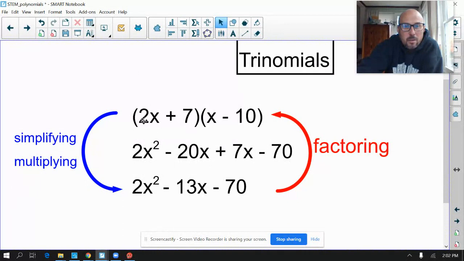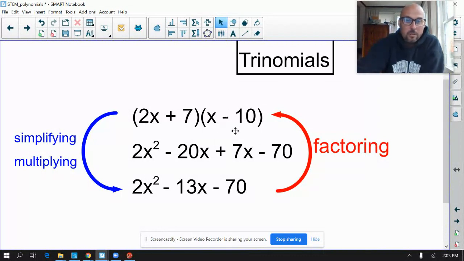So if I were to start off with 2x plus 7 times x minus 10 and multiply, which means I would have to distribute, that act is called simplifying or just specifically multiplying. So you would end up with this trinomial. But if I were to give you this trinomial and ask you to rewrite it as something times something else, that is called factoring. And there's lots of ways to get from the bottom one to the top one.